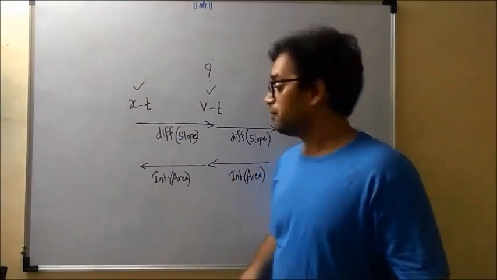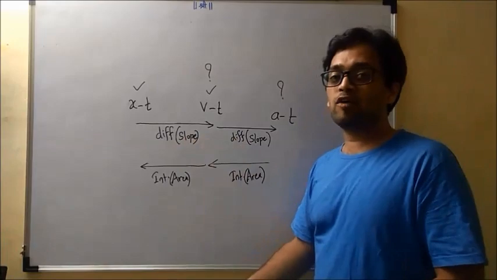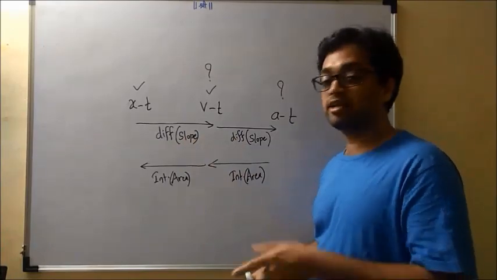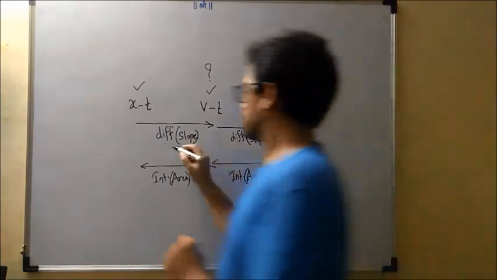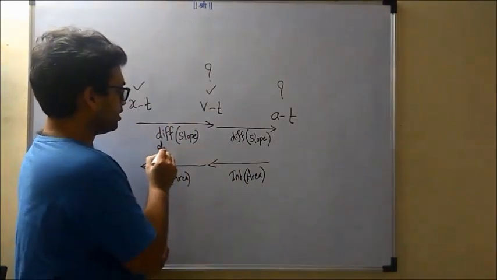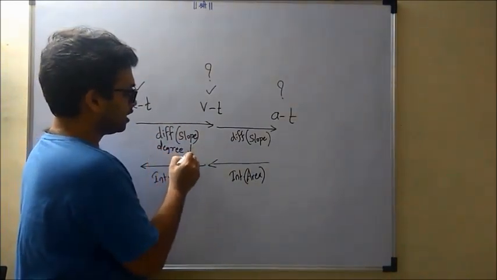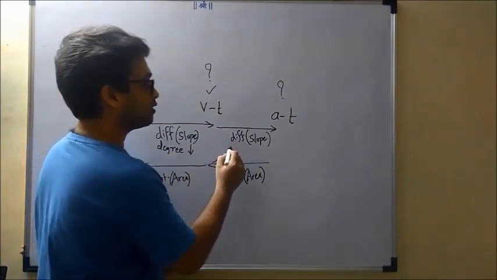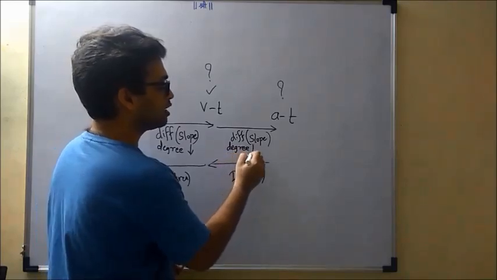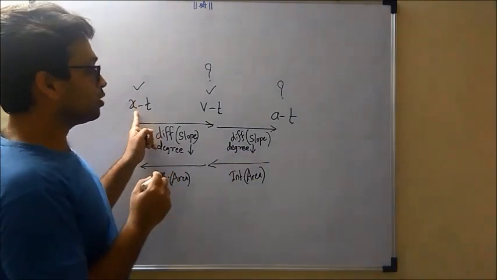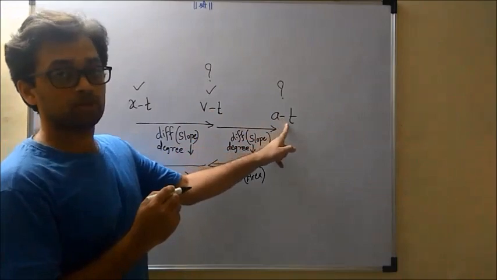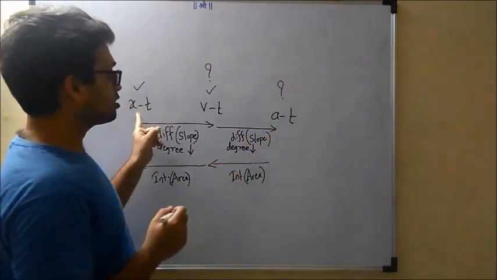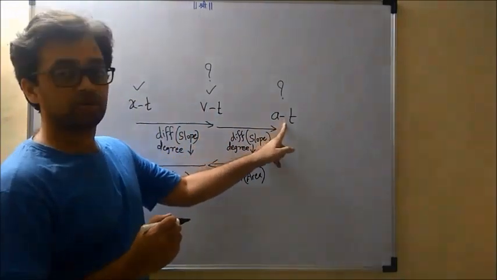Now, next question. What happens to the degree of the curve when you differentiate? The degree decreases. What happens when you do differentiation? Degree decreases. So if the degree is 2 here, it will become 1 and it will become 0 here. If it is 3 here, it will become 2 and it will become 1 here.